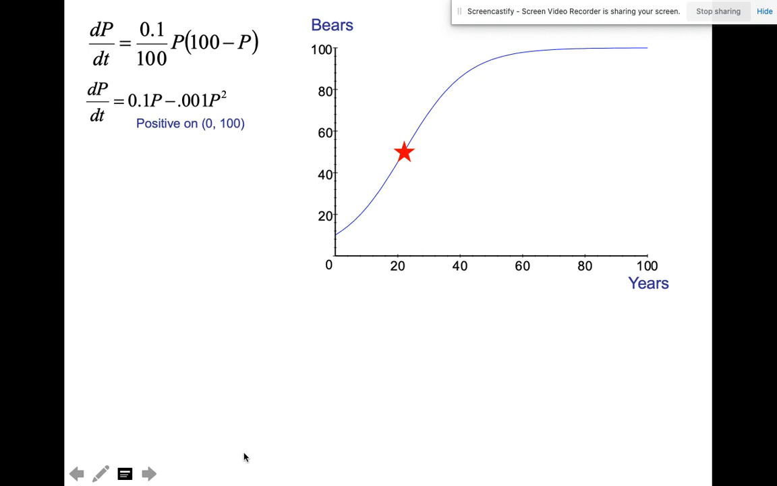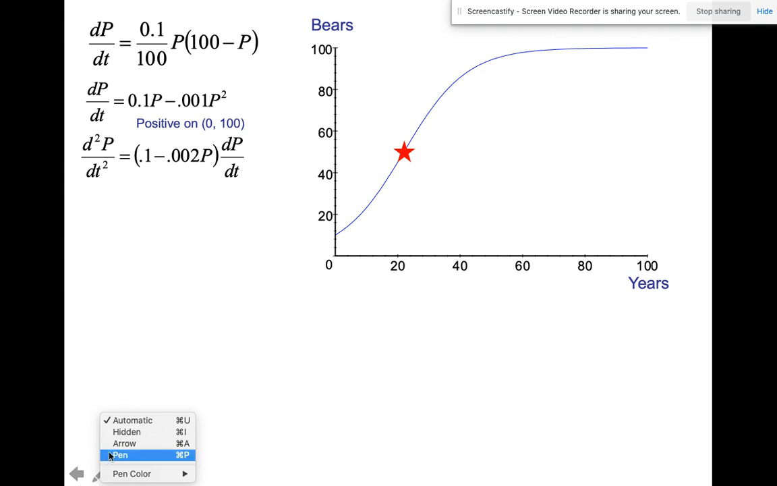So here's me doing the distributing to get the first derivative. The first derivative is positive on 0 to 100, right? You can see that, all positive slopes. There's me doing the second derivative, right? How did I get that? I'll show you. I said we're doing the second derivative. I got 0.1p minus 0.002p dp dt. The chain rule is always in play. And then I factored out, oops, sorry, I forgot my dp dt here.